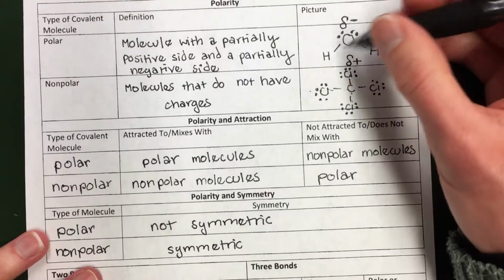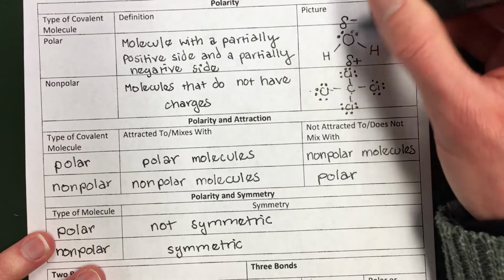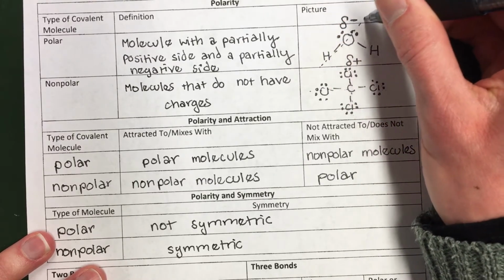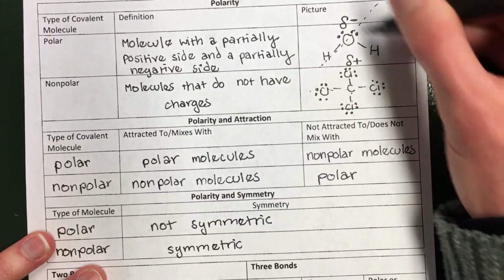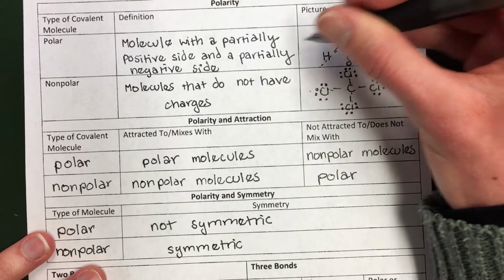Now, water, it does look symmetric this way, so sometimes people want to be like, oh, it's symmetric. But think about cutting it along the bond. Think about cutting it this way. You can see on this side there's an H, on this side there isn't, so it's not symmetric. So that means it is polar.